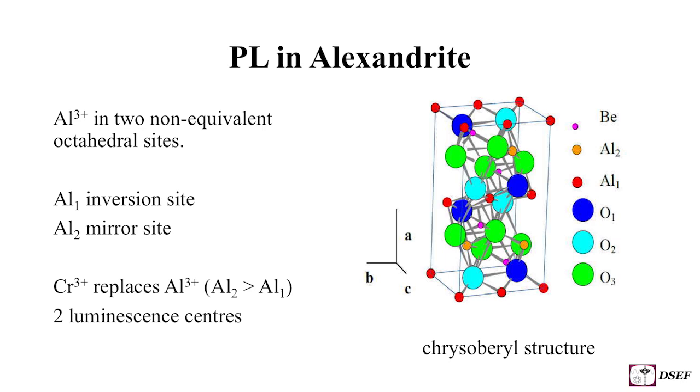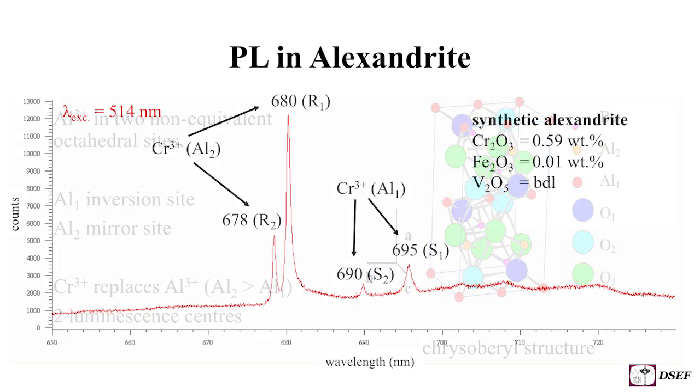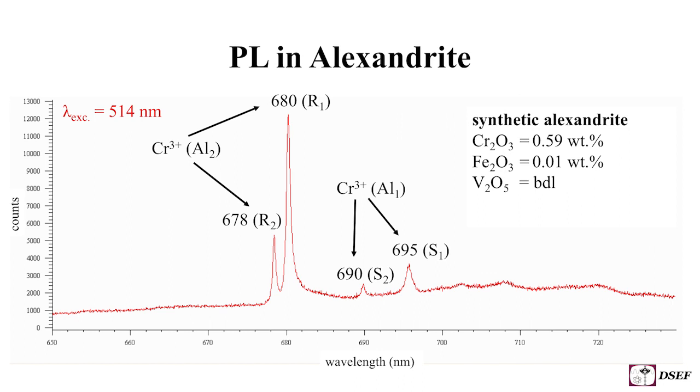Now, if you look at a photoluminescence spectrum of alexandrite, we look first of all at the synthetic alexandrite, and I chose this because this is a sample which is chemically relatively clean. So in addition to beryllium and aluminium, it has only very little chromium, 0.59 weight percent, and very low iron, so the quenching, as iron is a quencher of luminescence, is very low, and there is no vanadium.